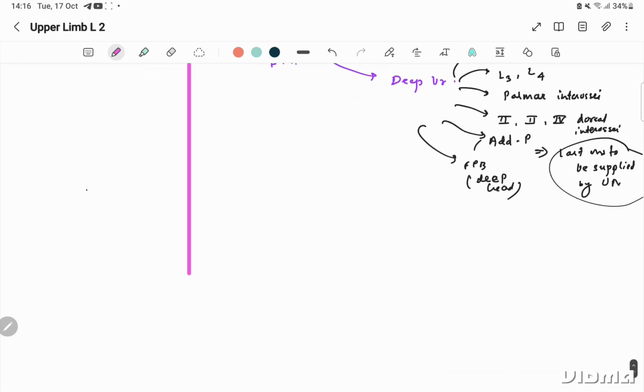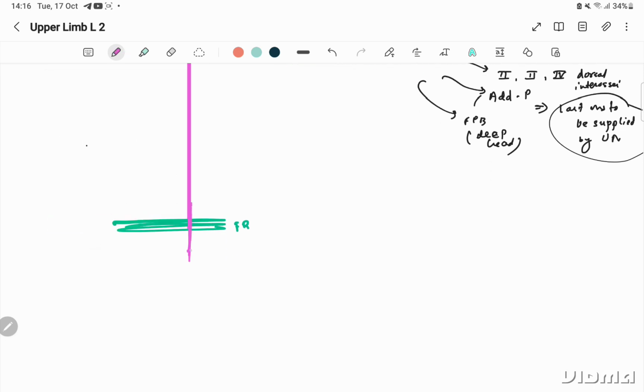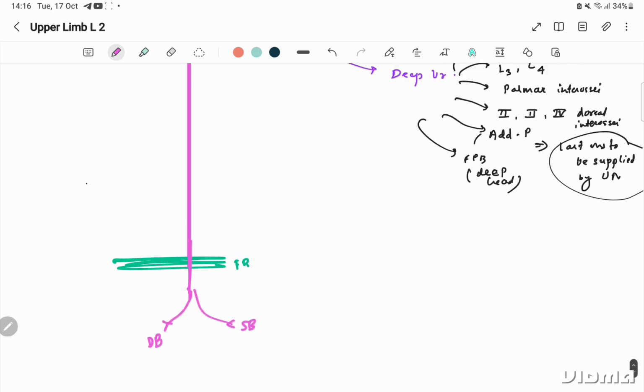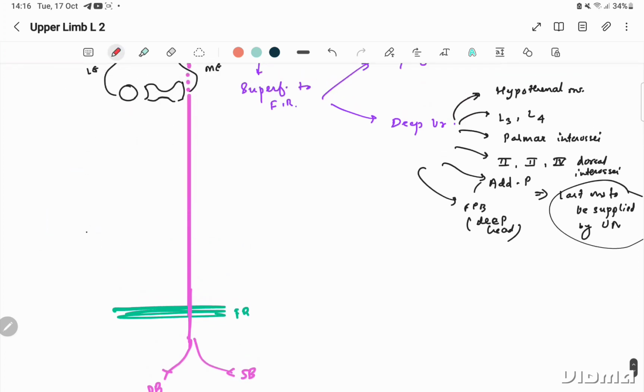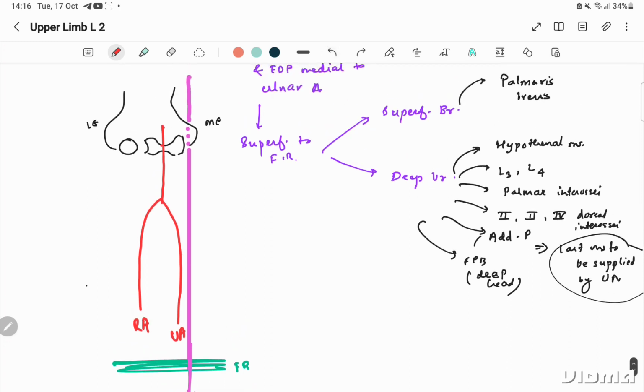Okay, and here we have the flexor retinaculum. It will pass superficially, sorry, to the flexor retinaculum, and it will divide into a deep branch and a superficial branch here. If you want me to visualize the arteries also, then this is the brachial artery dividing into the radial artery here and the ulnar artery. So it will pass just medially to the ulnar artery in its whole course. And here we can have the two heads of FCU, where it passes between the two heads of FCU. Okay.